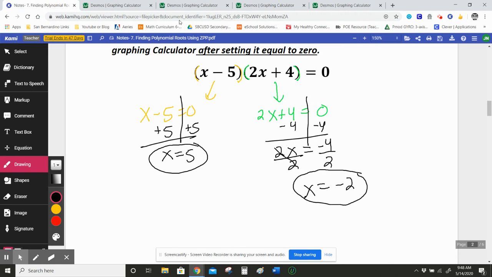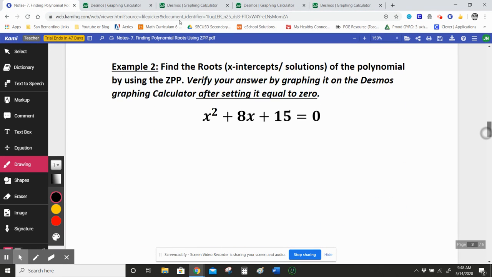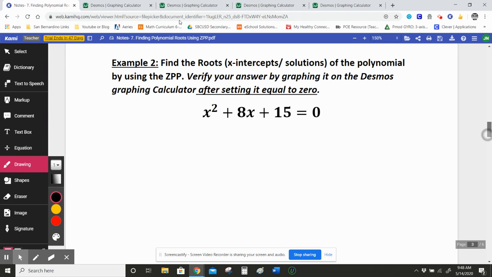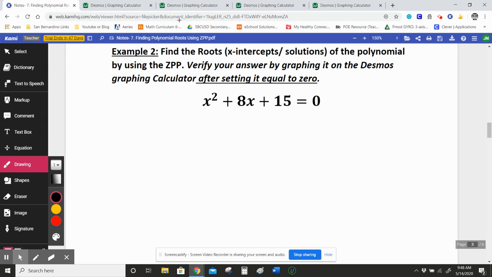Second example, moving right along here. We have: find the roots or x-intercepts or solutions to the polynomial by using the zero product property. Again, for the zero product property, we have to make sure that it's set equal to 0. In this case, it is. So we're good. Now, the next thing I need to do is factor this out because I can't set each factor equal to 0 if it's not factored. So that's exactly what I'm going to do next.